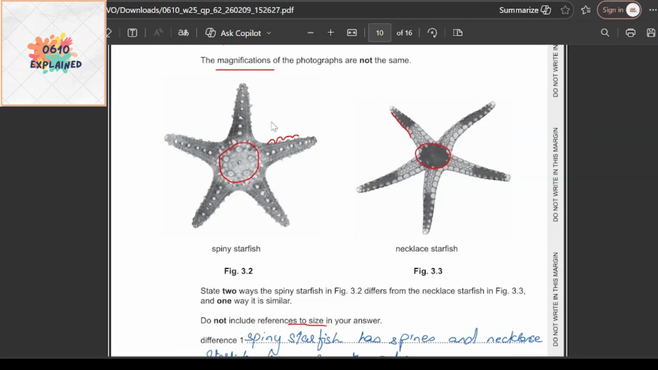I could say that there are 5 ossicles. You can see these 5 things: 1, 2, 3, 4, 5. So there are 5 ossicles in the center. Here it does not have 5 ossicles in the center.